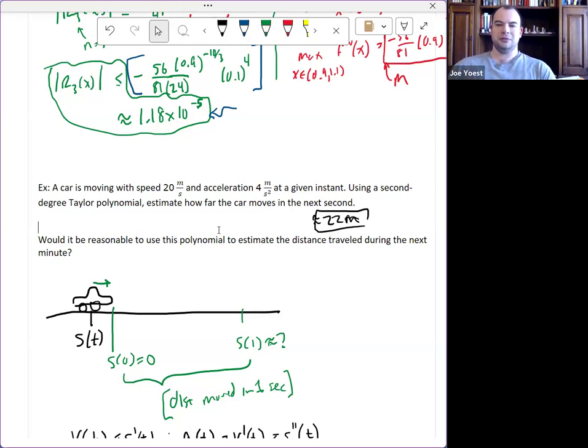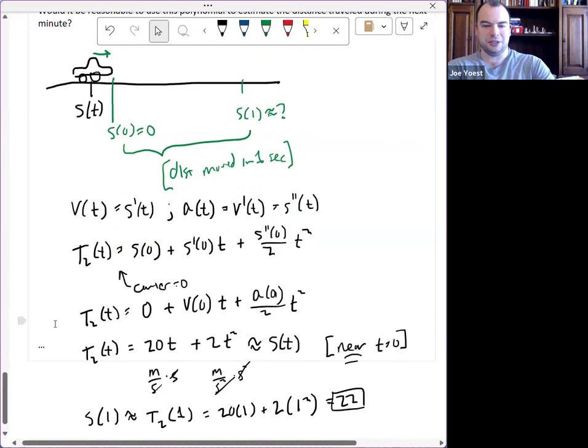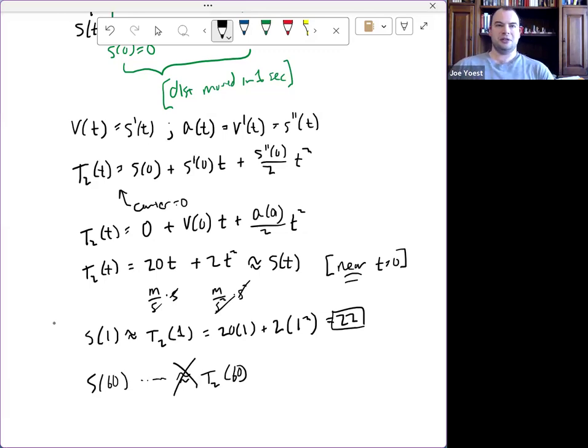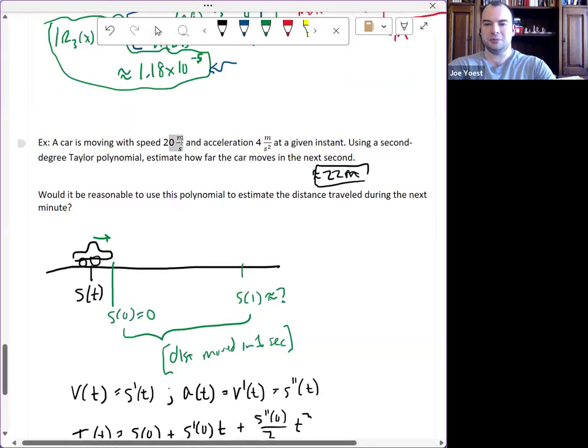So can we reasonably kind of keep accelerating at 4 meters per second squared for a whole minute? Well, no. So just kind of plausibly speaking, we don't even have to really run the numbers. Is this going to be approximately T2 of 60? No, it's not. That's going too far away from the center of 0 for us to be really confident in that result. But if we're over 1 second, going from 20 meters per second to say maybe 24 meters per second, yeah, I mean that's a fair speed for a car to go.